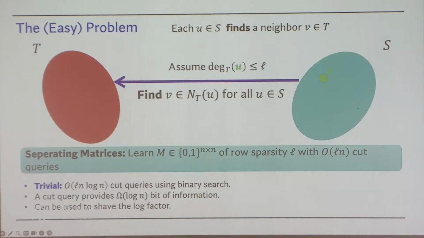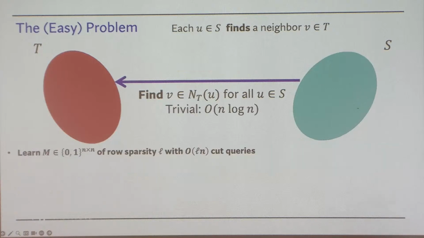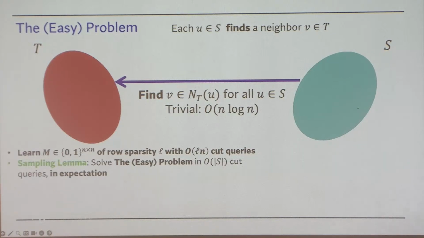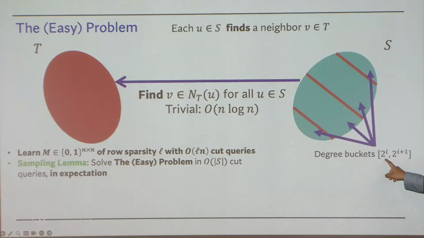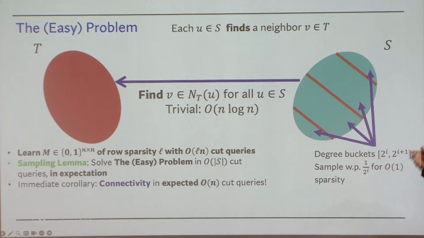Now, given that, this is what I explained over here. You can do some sort of L0 sampling, Andrew's paper on L0 sampling, that kind of thing. So you can bucket the vertices on the right-hand side based on their degree. For a degree bucket between 2 to the power i and 2 to the power i plus 1, you can subsample so that you only have constantly many neighbors on the left-hand side. Then you can use the separating matrix to learn it.